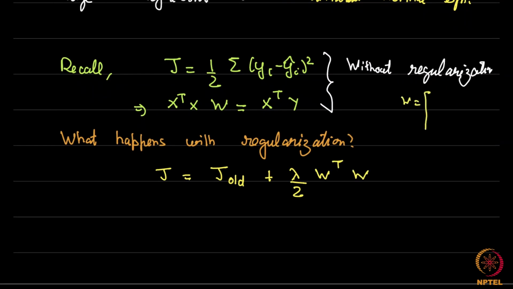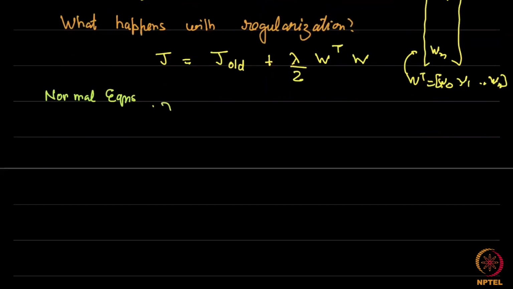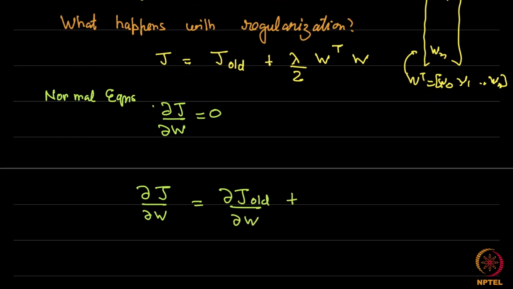Why? Because if W is W0, W1 up till Wn, then W transpose is W0, W1 up till Wn. And as we saw in the earlier video, W transpose W will simply give you the sum of W0 squared plus W1 squared up till Wn squared. Now remember how we calculated the normal equations. The normal equations were obtained by setting del J del W equal to 0. So now the new del J del W is going to be the old del J del W plus del W of this term, lambda by 2 W transpose W.